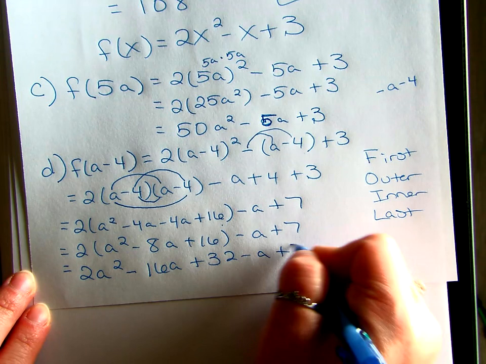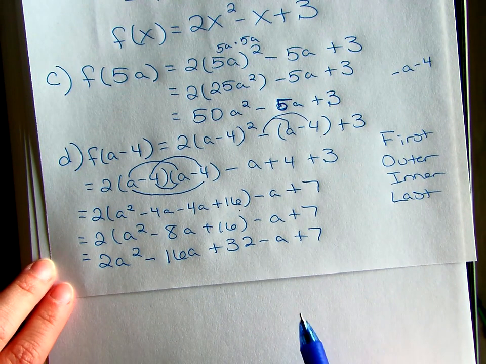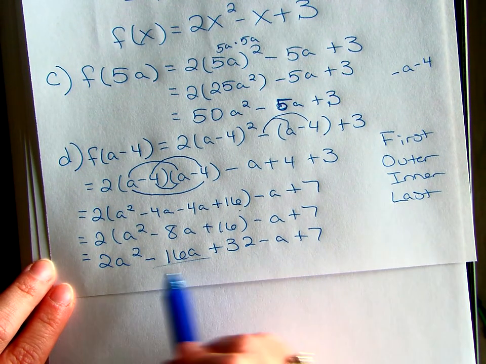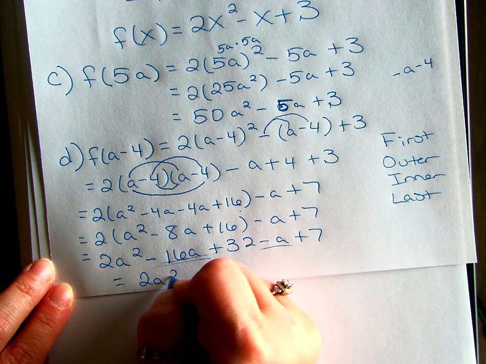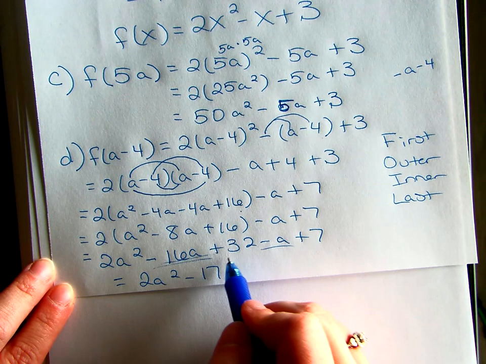Almost done, but I have a negative 16a minus a, which will give me a negative 17a, and then I have a positive 32 plus 7 will give me a positive 39.